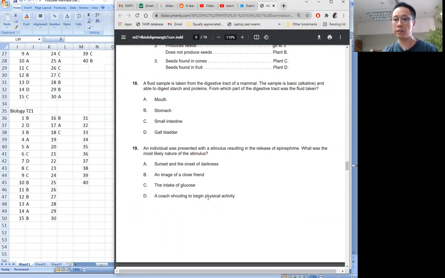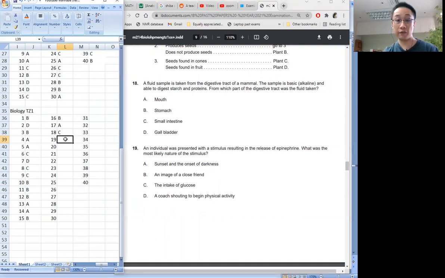A, coach shouting at the beginning of physical activity when you get hyped to do things, do sports, compete. A, I think is melatonin. Image of a close friend. Not sure what that's for. Okay, intake of glucose should stimulate the release of insulin instead, so I just choose D.